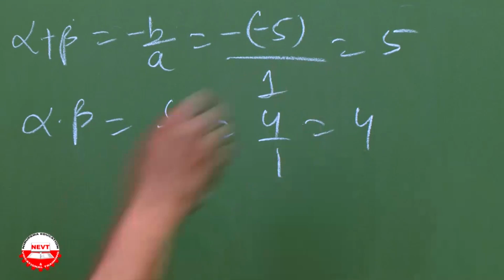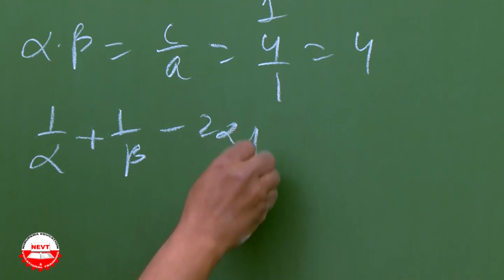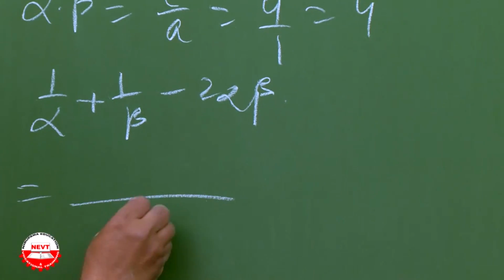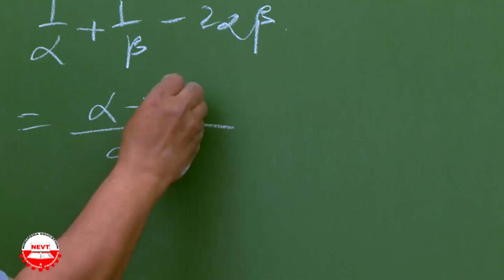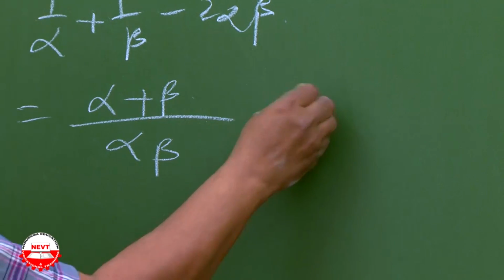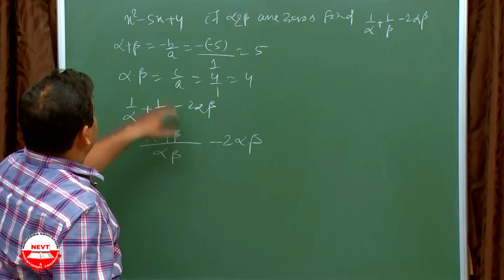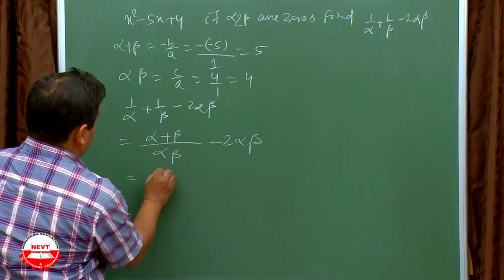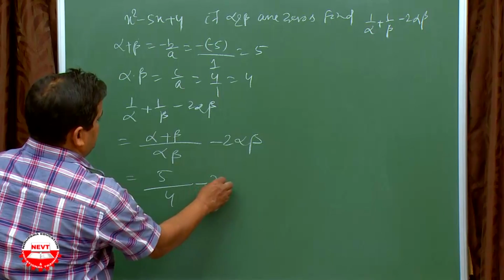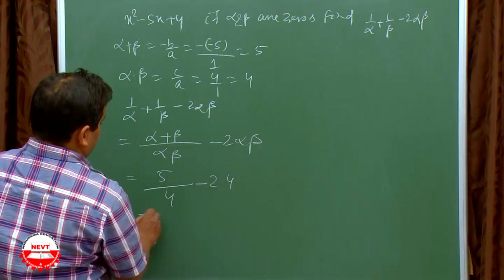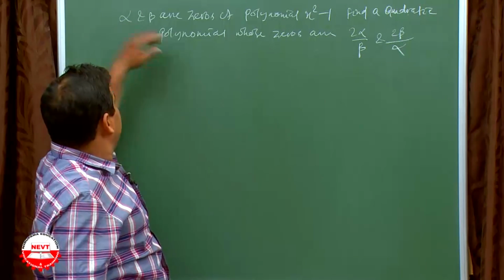Okay? What you have to find? 1 by alpha plus 1 by beta minus 2 alpha beta. If you take alpha beta as LCM, it will be beta plus alpha or alpha plus beta over alpha beta, minus 2 alpha beta. Now substitute the values. Alpha plus beta is 5, alpha into beta is 4, minus 2 into alpha beta, means 4. So you get the answer. It's okay?